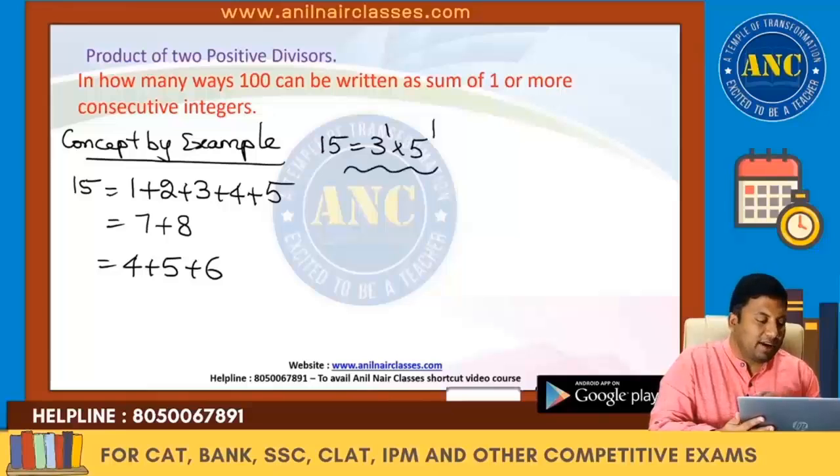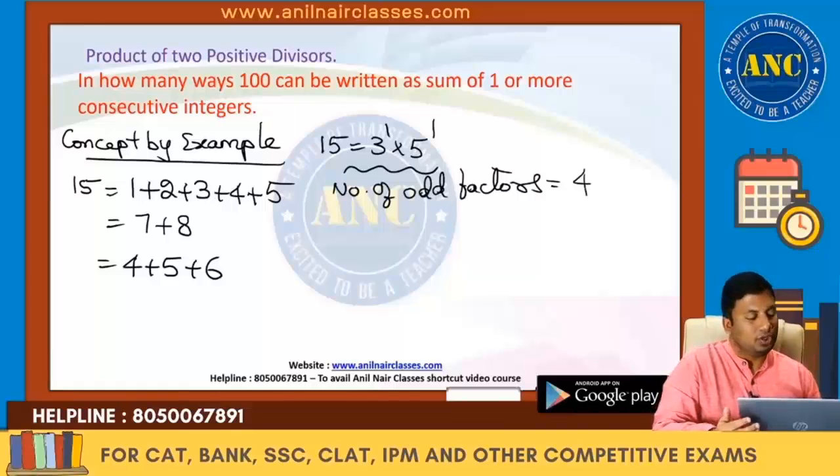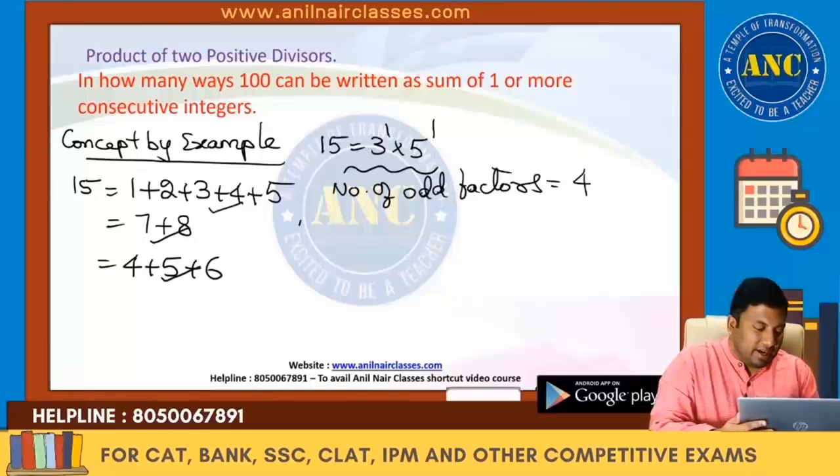So 15 is nothing but 3 into 5. How many odd factors are there for this number? Number of odd factors are 4. How many ways did I get? 3 ways I got. Please write down this one.